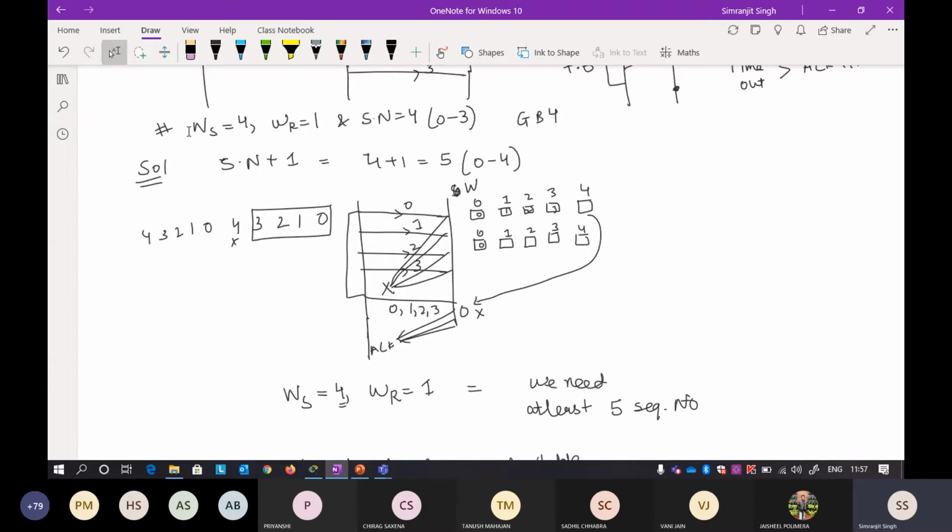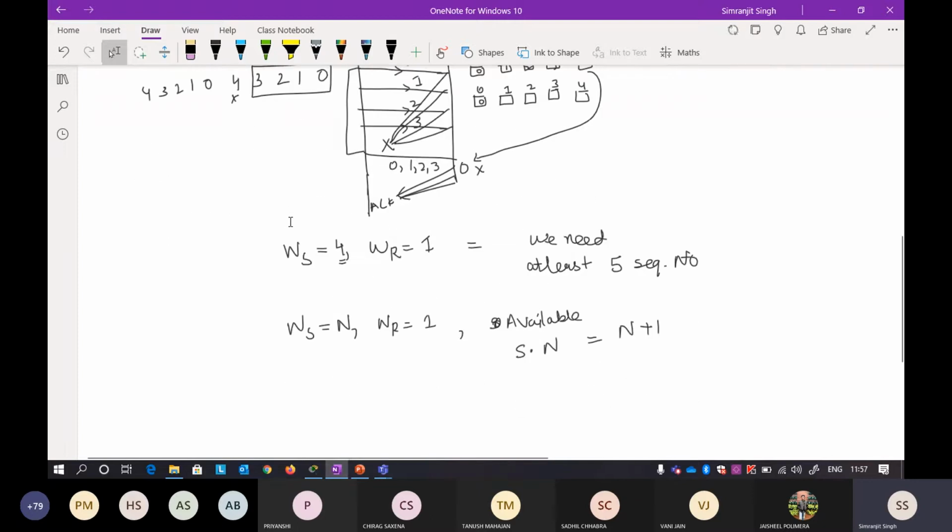If I take sequence numbers equal to the window size, that problem can occur. To solve it, I just added the window of the receiver side. So your available sequence number in this case becomes the sender window size plus the receiver window size. In this scenario it should be equal to or more than that, because the sequence numbers can be more than that, but cannot be less than that.